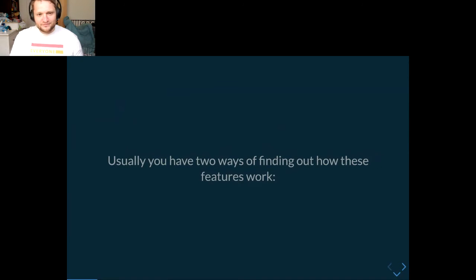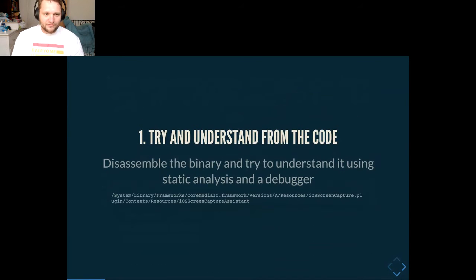So how do you approach a problem like this, right? You have this private feature. There's no documentation. Where do you start reverse engineering this? And then usually you have two ways to find out how something like this works. The first and probably more obvious one is you can try and understand from the code. So you figure out the binary that actually does the magic. You disassemble it and try to understand it using static analysis and a debugger.